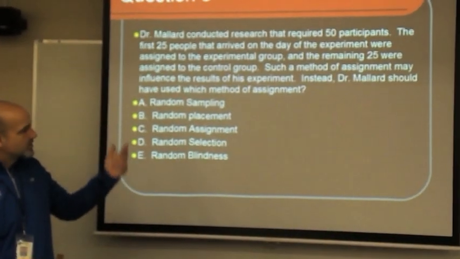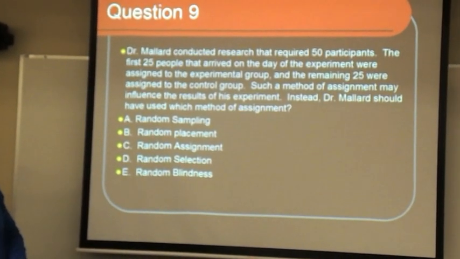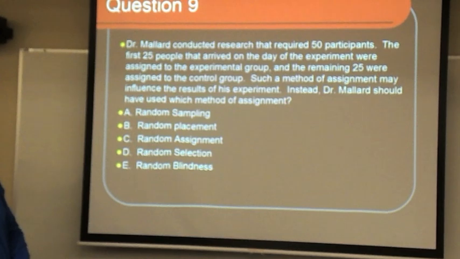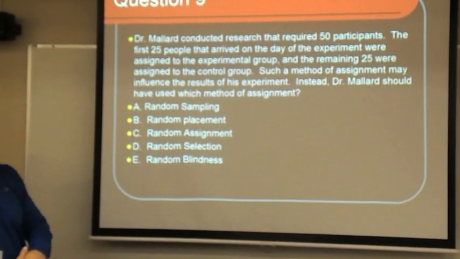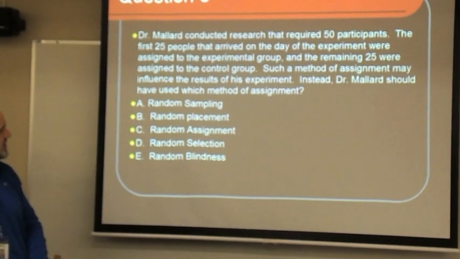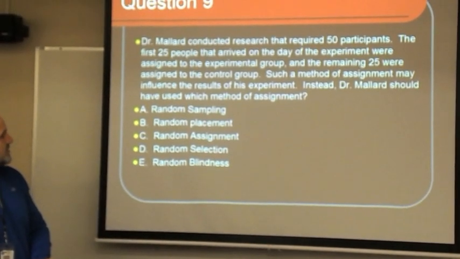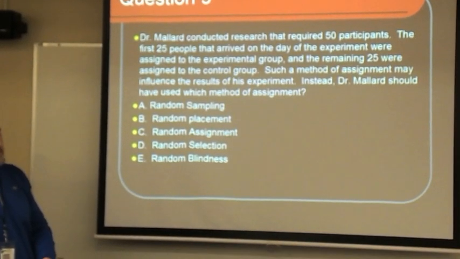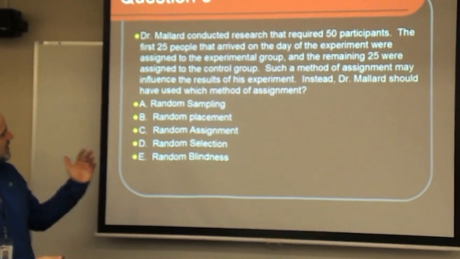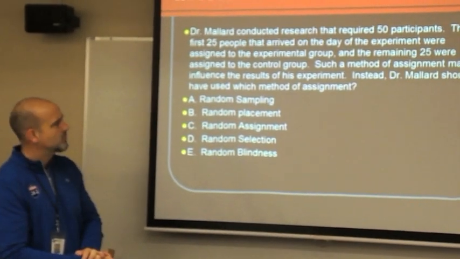Now, your sample questions, make sure you understand it. Dr. Millard conducted research that required 50 participants. The first 25 people that arrived on the day of the experiment were assigned to the experimental group. The remaining 25, the people that came in later, were assigned to the control group. Such a method of assignment may influence the results of his experiment, obviously. Instead, Dr. Millard should have used which method of assignment? To put them in the experimental or the control group.